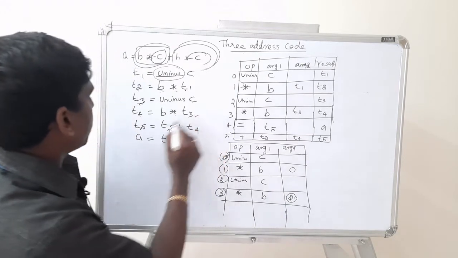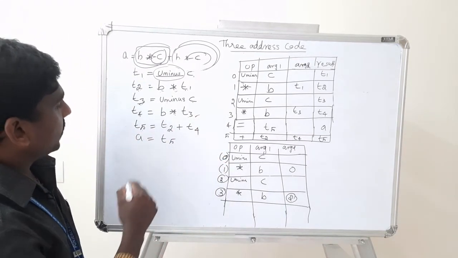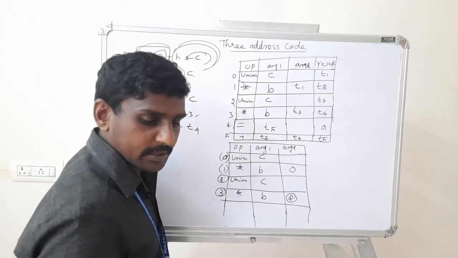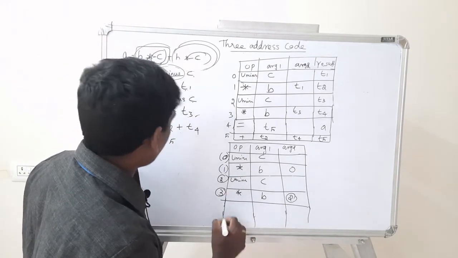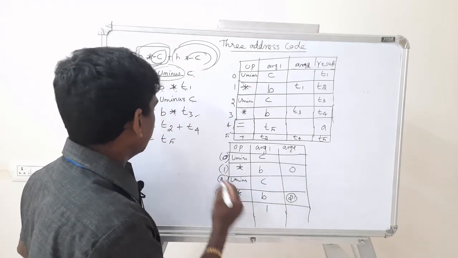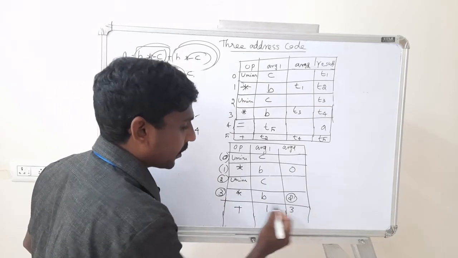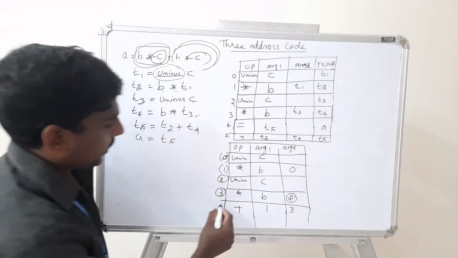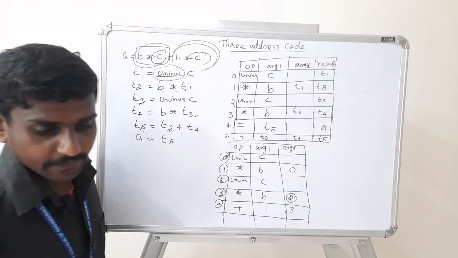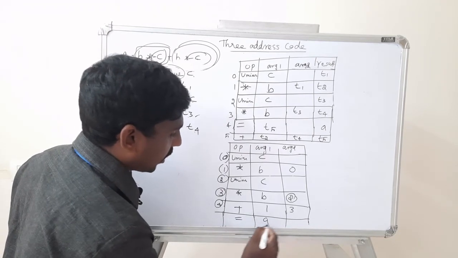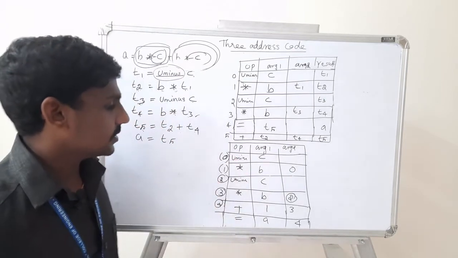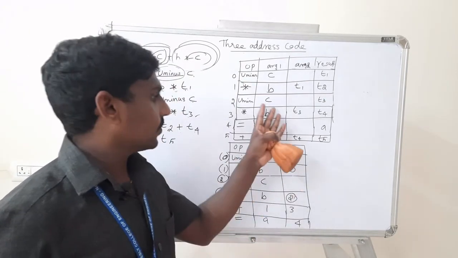Now this is over, right? T5 is equal to T2 plus T4. T2 means 1, memory location 1, so operator is plus. And T4 means 3, memory location 3. Clear? And this is placed in 4. Finally, A equal to T5. So equal to is an operator, A is an argument, and T5 means memory location 4. Clear? So this is the quadruples and triples.